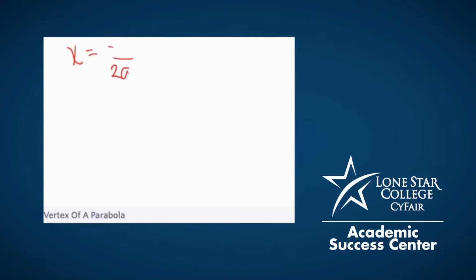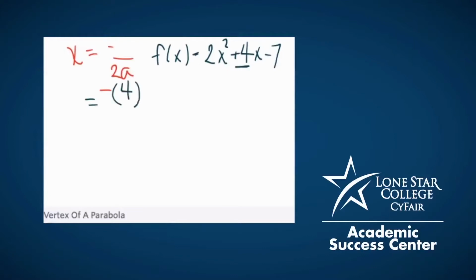From our function, f of x equals 2x squared plus 4x minus 7, we're substituting in, our b is 4, so we would have a negative times 4 divided by 2 times our a, which is 2. So we end up with a negative 4 over 4, which is a negative 1 for the x value.